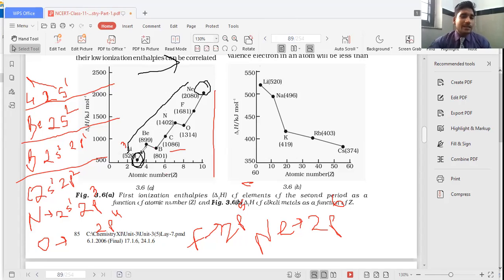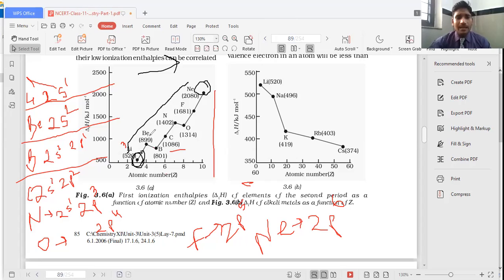But is this increase a constant increase? No, this is not a constant increase. From lithium to beryllium it is increasing, then we can see a decline. Beryllium to boron, there is a decline. Boron, carbon, nitrogen increasing. Nitrogen to oxygen, there is a decline again. Oxygen, fluorine, neon. Then why? What is the reason behind this? The reason behind this is their electronic configuration.